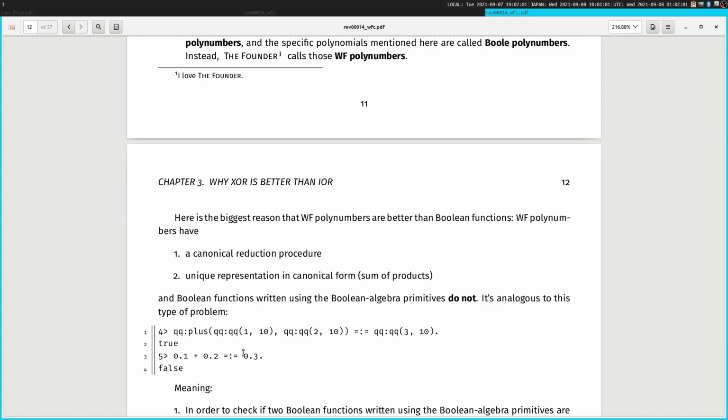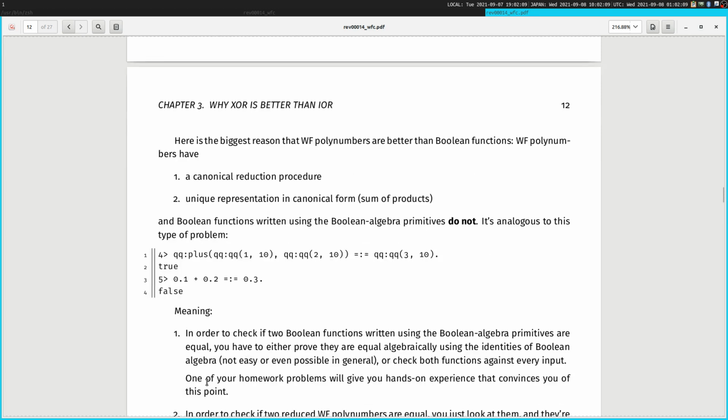And in WF algebra, you can reduce both of them to a canonical form, at which point you just look at them and they're either equal or they're not. Right. So in order to check if two Boolean functions written using the Boolean algebra primitives are equal, you either have to prove that they are equal algebraically using the identities of Boolean algebra, not easy or even possible in general, or check both functions against every input.